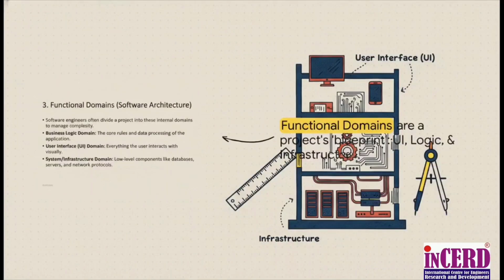And finally, our third map, functional domains. Think of this one like the blueprint for a single building. It shows you how a piece of software is constructed on the inside. You've got the user interface, that's the part everyone sees and clicks on. Then there's the business logic, that's kind of like the wiring and plumbing in the walls, the brains making it all work.